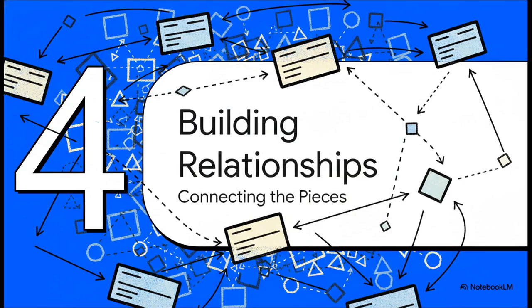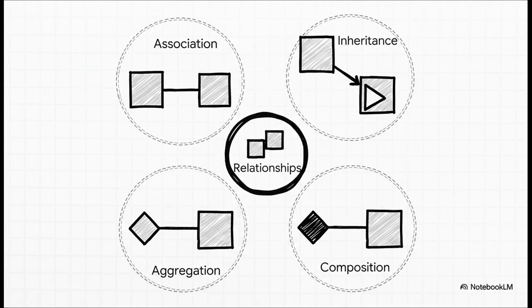Okay, so we've got our basic building blocks, our classes. But a system isn't just a random pile of blocks, right? The real magic happens in how they're connected. So now, let's look at how these classes form relationships to build a complete working system. Now, there are a few different ways classes can connect, but we're going to focus on the 4 big ones.